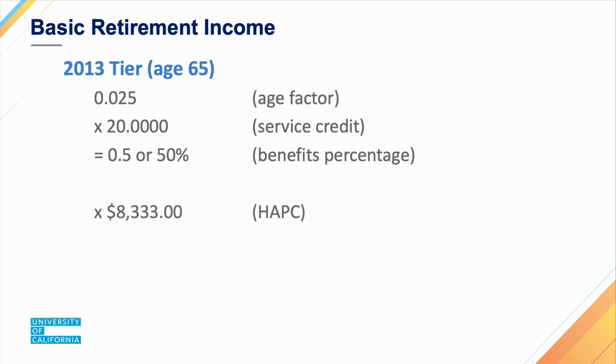Let's also say that their HAPC is $8,333 per month. So multiplying the HAPC by the benefit percentage would yield a basic retirement income benefit of $4,166.50. Now please note that there's no reduction. There's no Social Security offset of $133, as this is not a 1976 tier member.